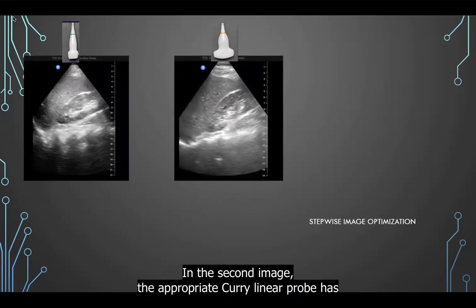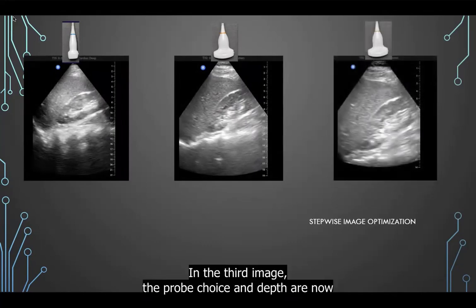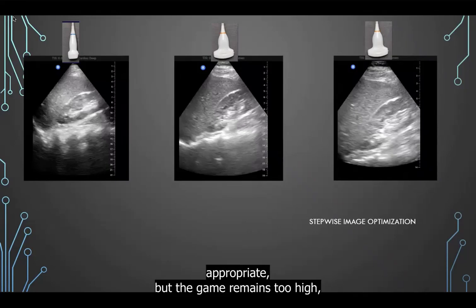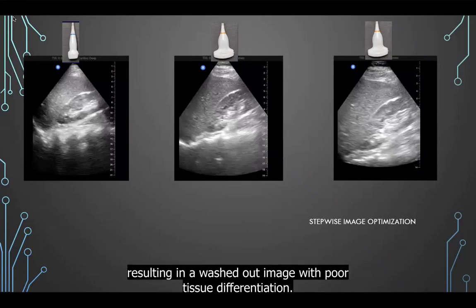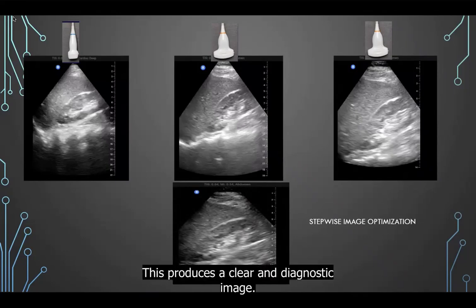In the second image, the appropriate curvilinear probe has been selected. However, the depth remains too deep and the image is still overgained. In the third image, the probe choice and depth are now appropriate, but the gain remains too high, resulting in a washed out image with poor tissue differentiation. In the final image, we have the correct probe, appropriate depth, and optimal gain all set. This produces a clear and diagnostic image.